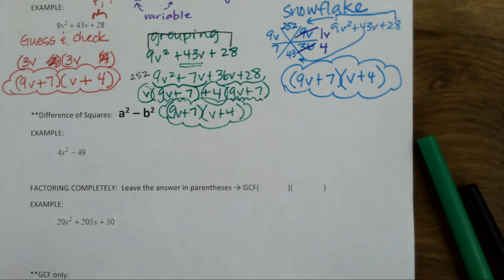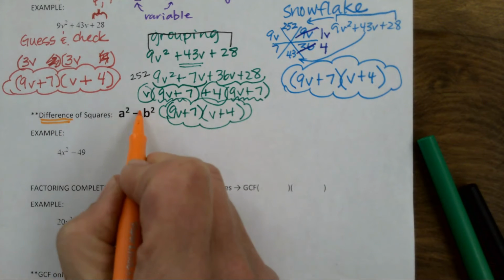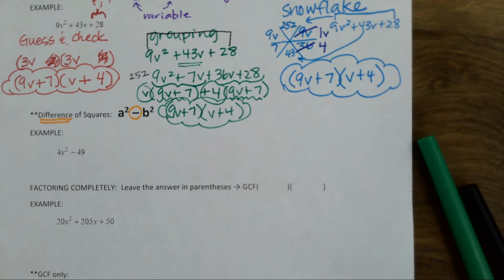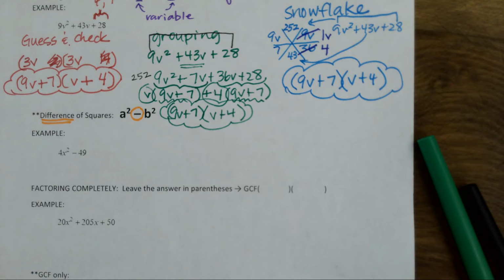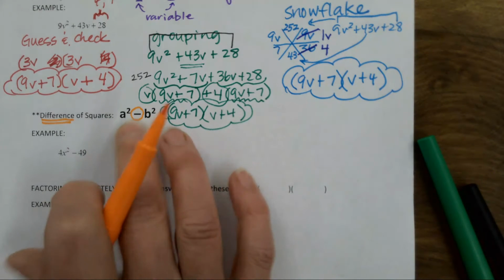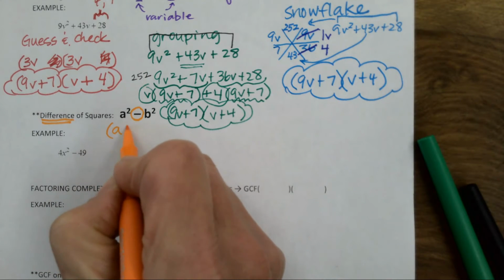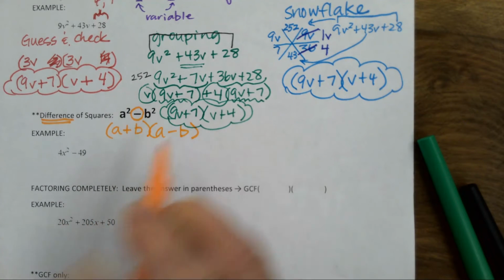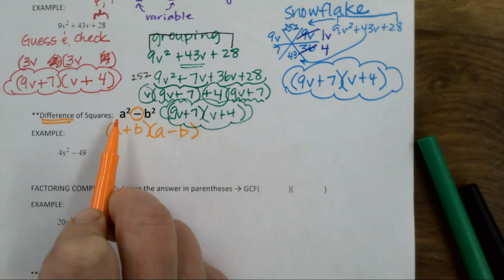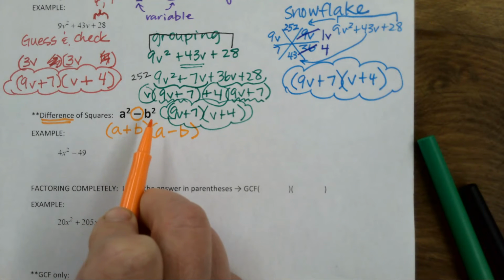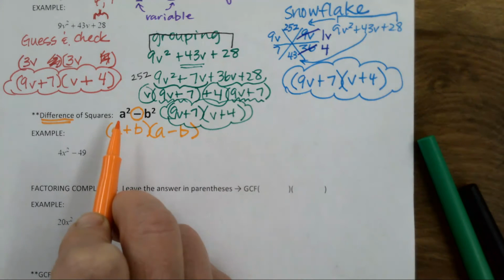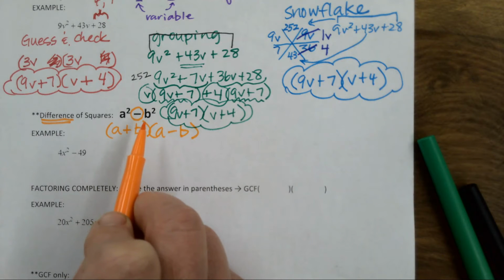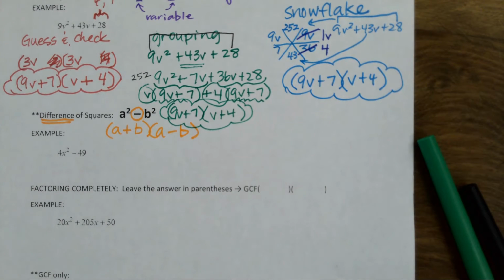and it's a difference of squares, meaning it has to have a minus. There's no sum of squares. It doesn't work for a plus in there. It's a difference of squares, but when you break it down, it's (a plus b) times (a minus b). It's the square root of the front plus the square root of the back times the square root of the front minus the square root of the back. Difference of squares, if you recognize them, become quite easy to do.